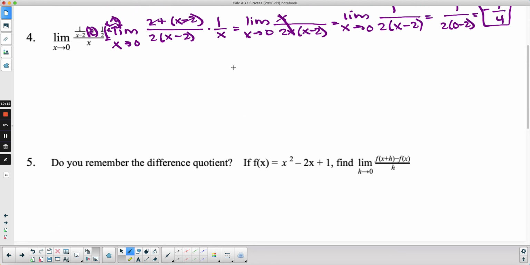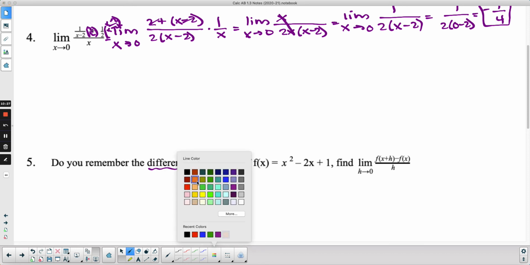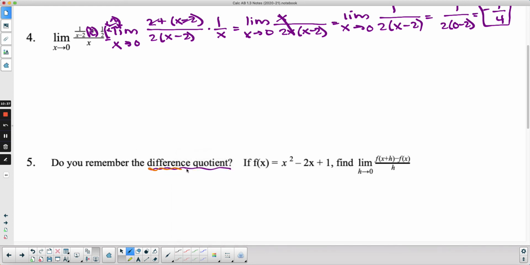Last thing we're going to look at is kind of a preview of what's going to be coming up when we get to chapter 2. I know we just started chapter 1, but it's good to know because we are going to be using these specific limits later on. So we're going to be looking at the difference quotient here on this one.